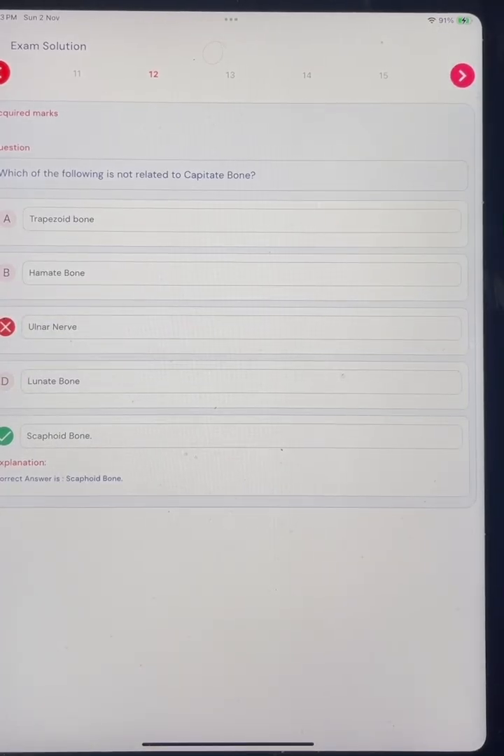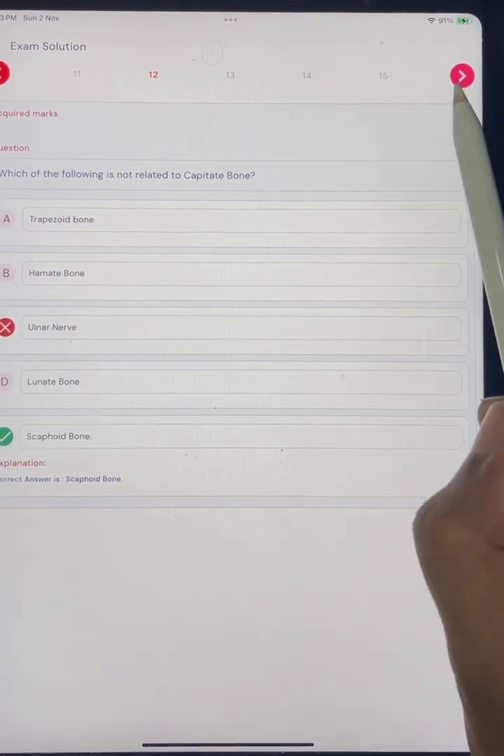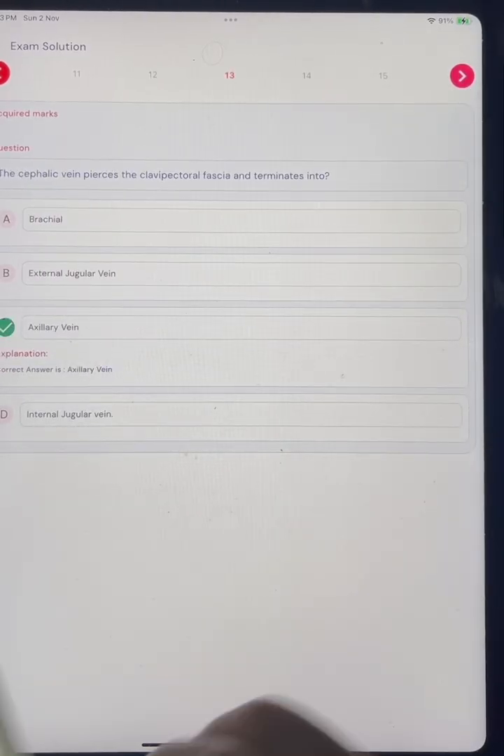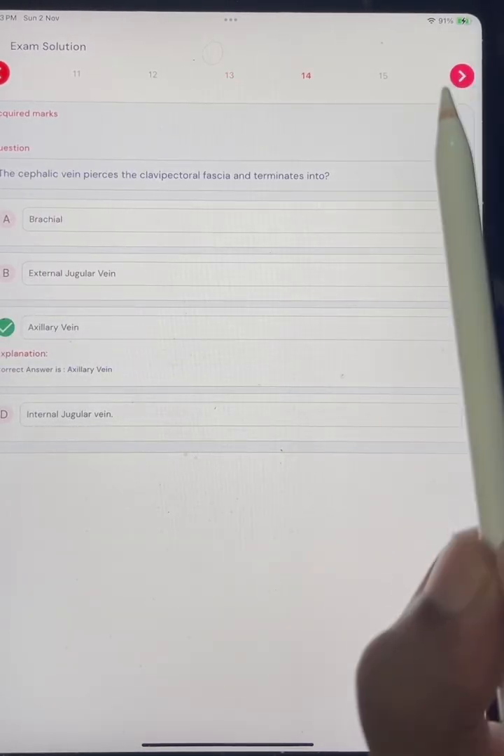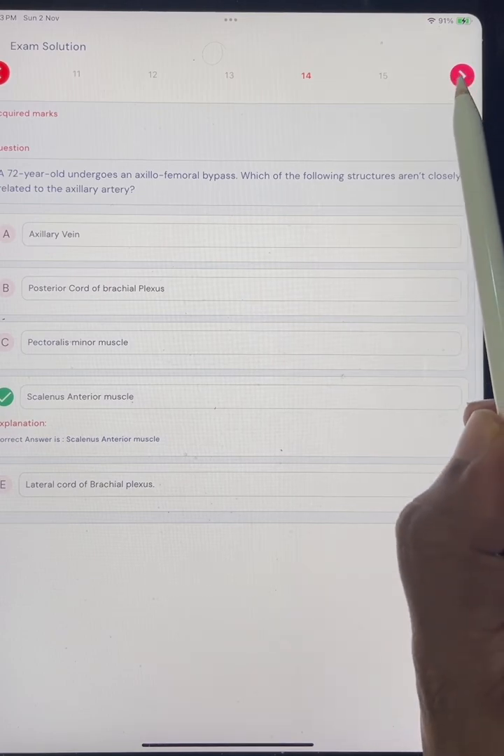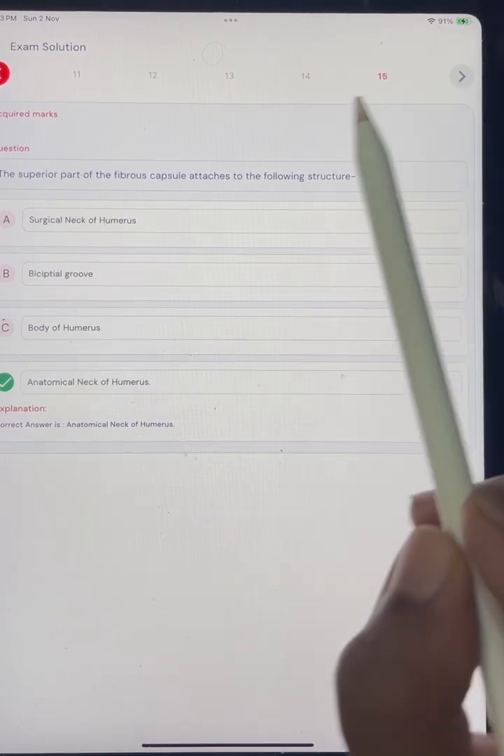Now what is this? Which of the following is not related to the capitate bone? Scaphoid is not related. She looks too pretty, try to catch. So scaphoid is related. Okay. The next question is the axillary vein. Scalenus anticus, anatomical snuffbox.